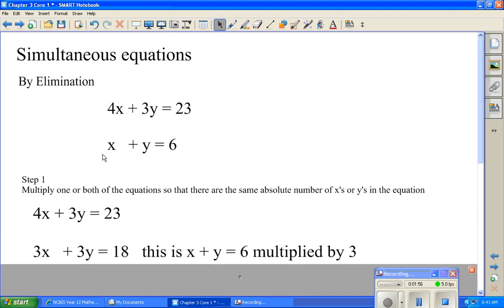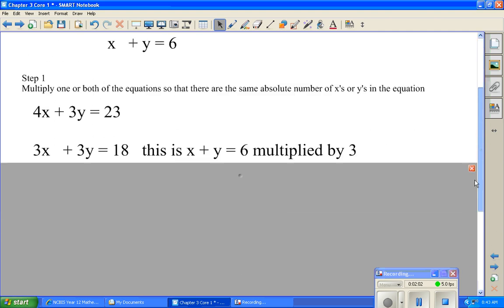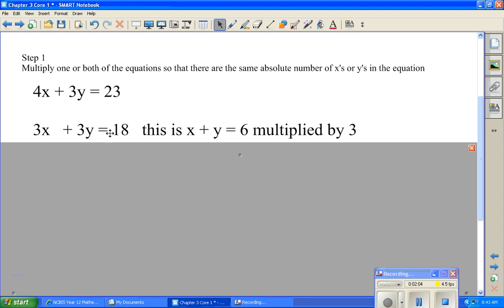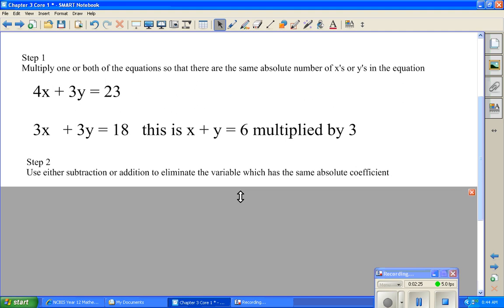So I take x plus y and I multiply that by 3. Now one of the key things here is that people often forget to multiply this answer by 3 as well, and so they'll make the mistake of writing 3x plus 3y equals 6, which obviously people like you, Georgia, will not make that mistake, and Liam, I hope you're the same.